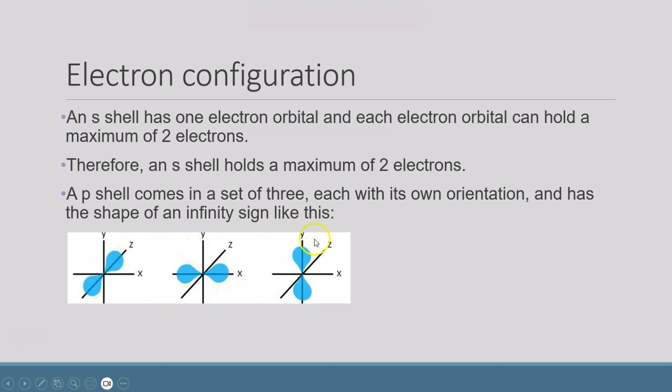Each one of these holds an orbital. So 1 orbital here, 1 orbital here, 1 orbital here. Each orbital holds a maximum of 2 electrons. Therefore, a P shell can hold a maximum of how many electrons? 2, 4, 6. Again, an S shell can hold a maximum of 2 electrons. Every P shell comes in a set of 3, so every P shell can hold a maximum of 6 electrons.